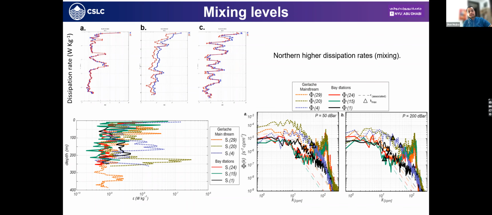Here at the bottom left, there is a comparison of the dissipation rates just between the mainstream and the basin stations. And as we expect, there are higher values in the mainstream, of course, because of the dynamics in the area. And at the right side, you can see the dissipation rate at 50 and 200 meters depth, showing that there is a higher dissipation rate at the northern station if we compare again with the other stations, and again higher at the subsurface waters.